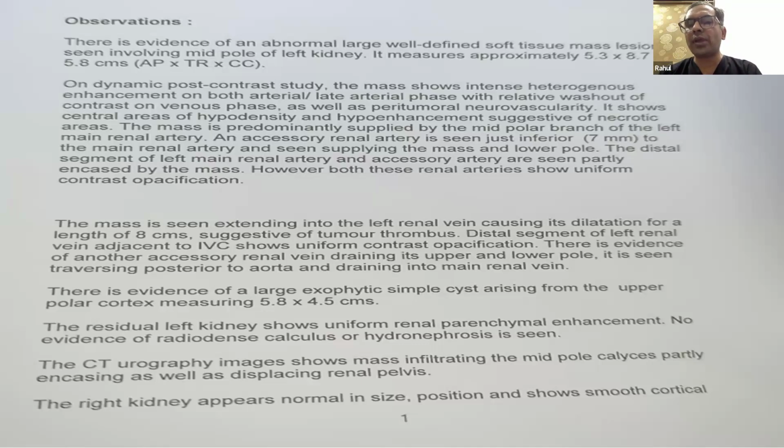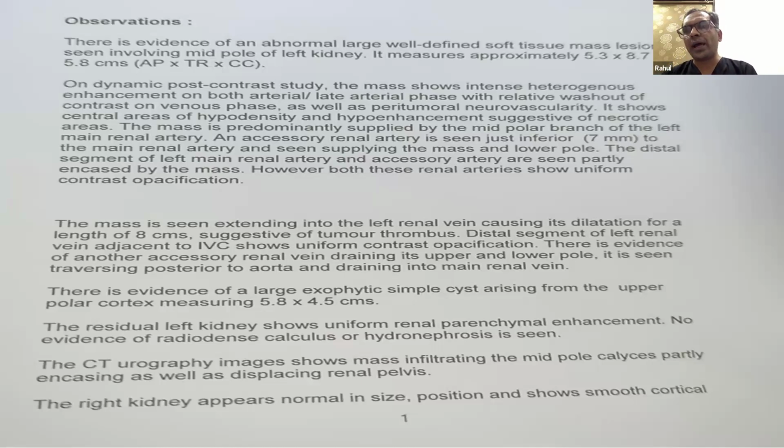The CT urography images show the mass infiltrating the mid-pole of the calyx, partly encasing as well as displacing the renal pelvis. The right kidney appears normal in size, position and shows smooth cortical thickness.